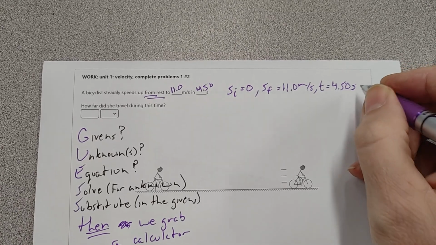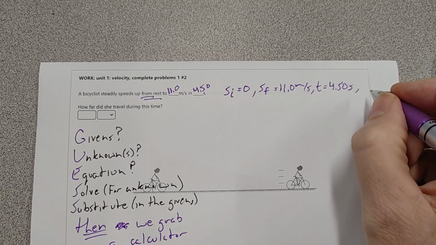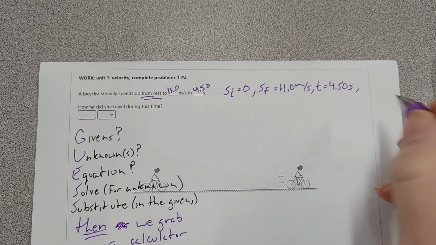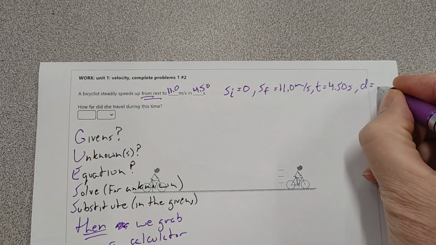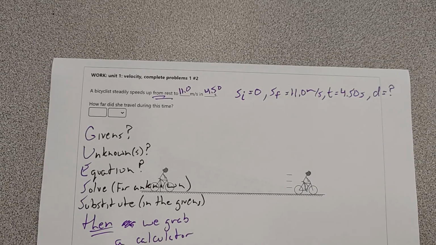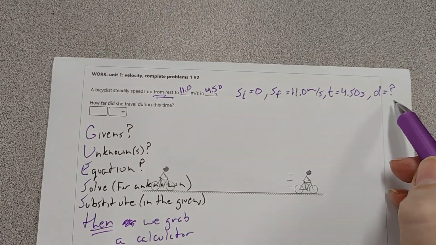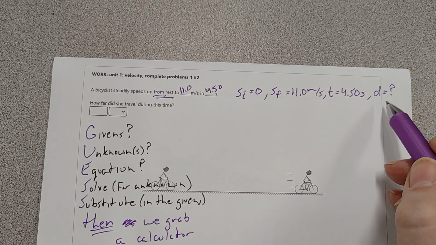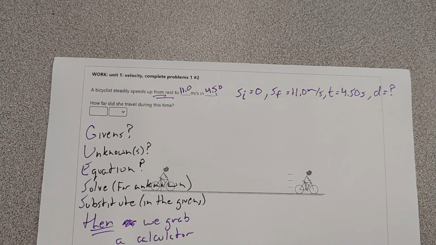4.50 seconds. And then we say what they want. How far did she travel during this time? So D equals question mark. All right, so that's the summary. That is writing down my question. Really, that's it. Now we're solving for things.